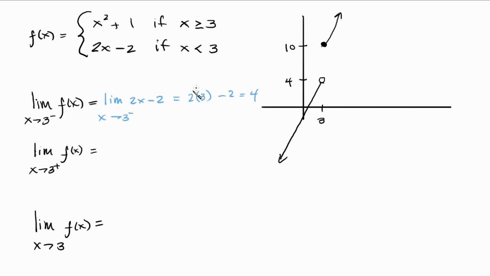Notice here I don't have a lim because I'm just plugging in numbers. And then here, the limit of f of x as x approaches 3 from the right. So without looking at the graph, from the right would be numbers greater than 3. Here's x greater than or equal to 3, and so that's x squared plus 1. So the limit of x squared plus 1 as x approaches 3 from the right is equal to, well, let's plug that in. You have 3 squared. Notice I'm dropping the lim now. 3 squared plus 1, and that's equal to 10.